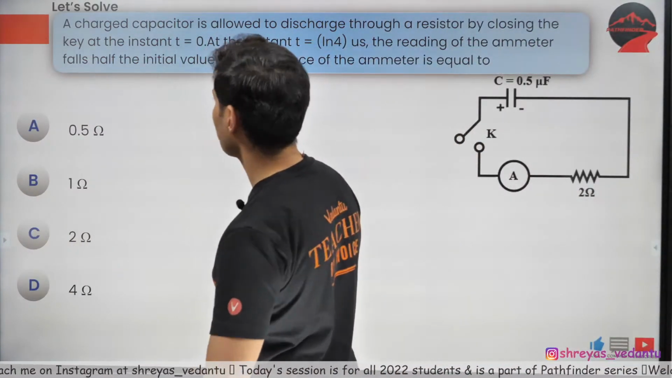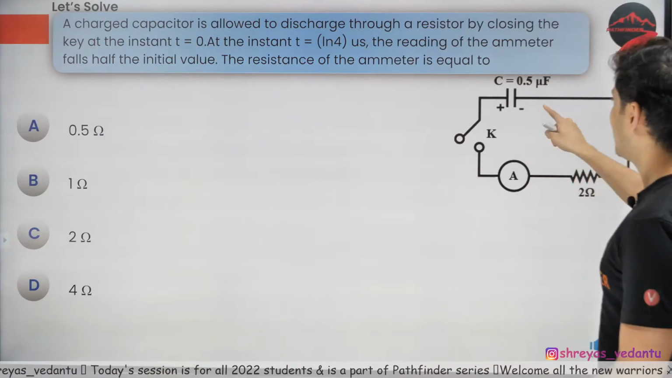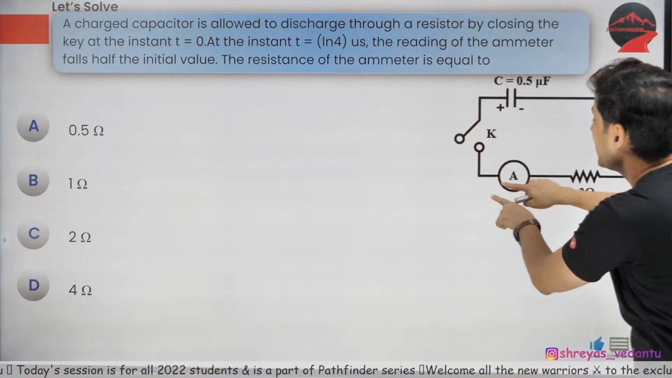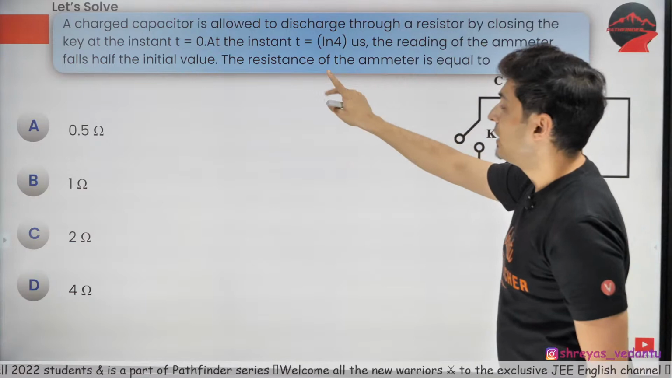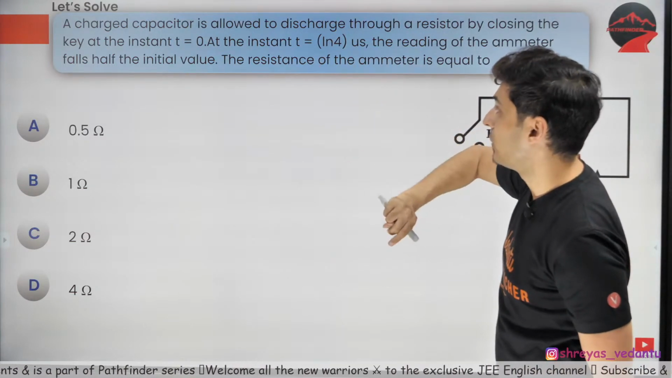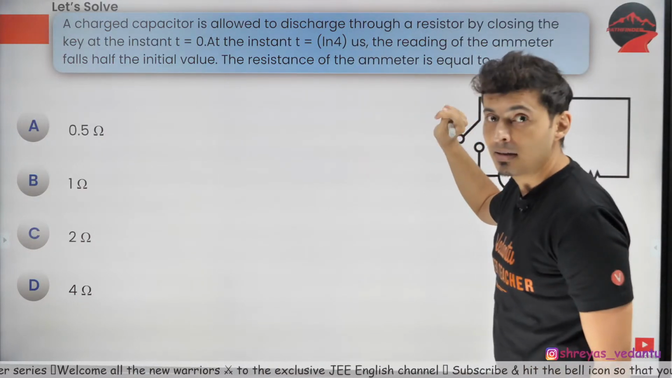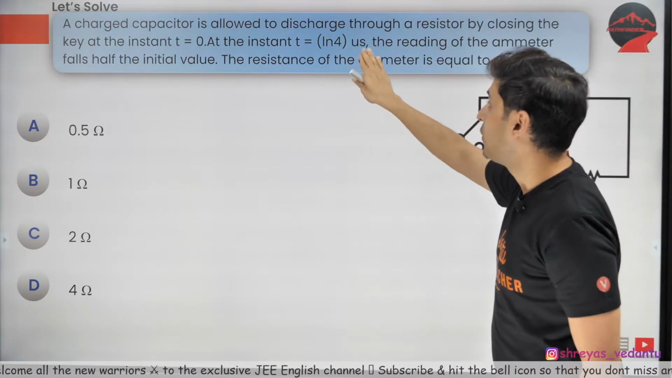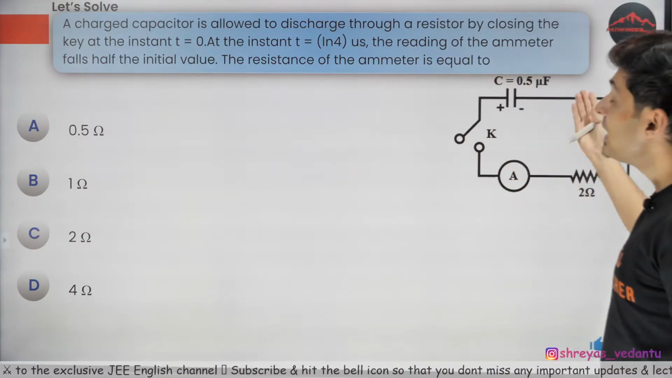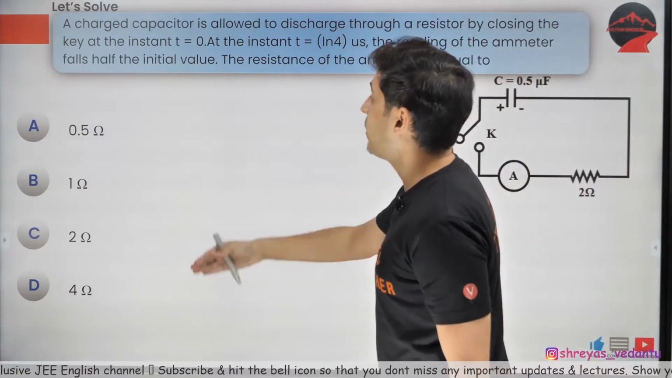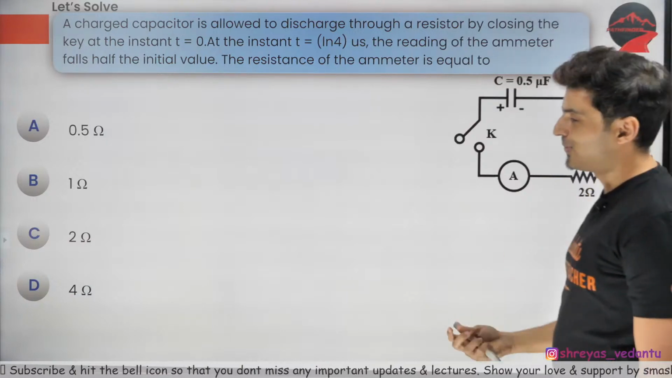I think this is the last question. A charged capacitor is allowed to discharge. So there is a charged capacitor, and you are allowing it to discharge via an ammeter and some resistor. You are closing the switch at t equal to 0. After a time of ln 4 microseconds, the reading of the ammeter falls to half of the initial value. Then the resistance of the ammeter is how much?